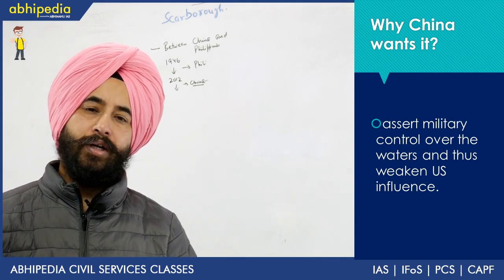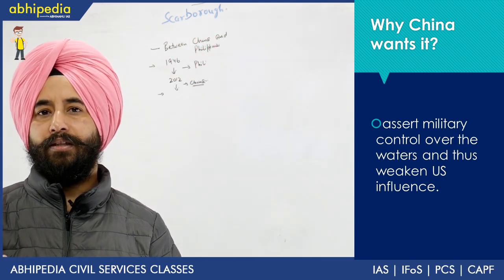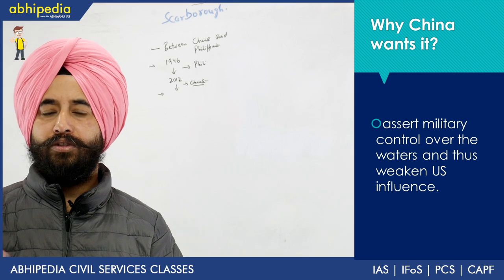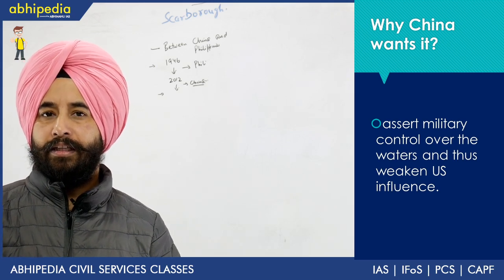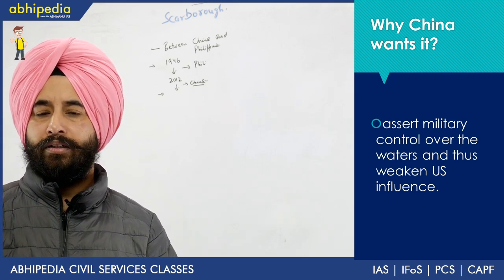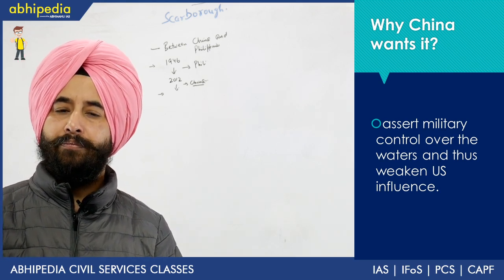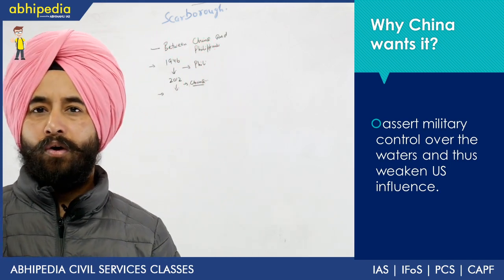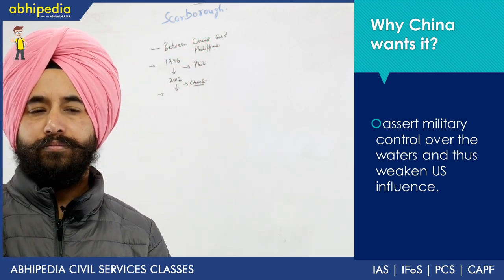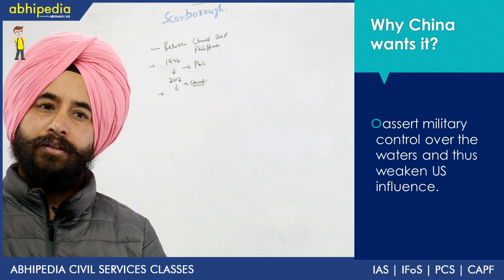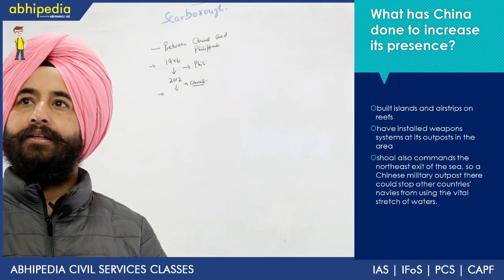Secondly, if you look at the location, this island is at the end of the East and South China Sea. Means the countries which control this water or these islands will not allow neighboring countries to enter this water, and it will stop all countries passing through this portion of the continent.